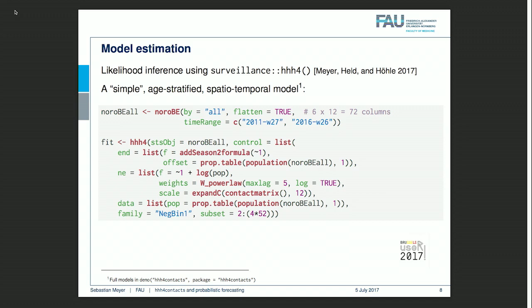You specify the distribution. So you could use Poisson, but Poisson is usually not a good idea because there's significant over-dispersion in surveillance data usually. So we use a negative binomial distribution. Yeah, so that's a simple model.